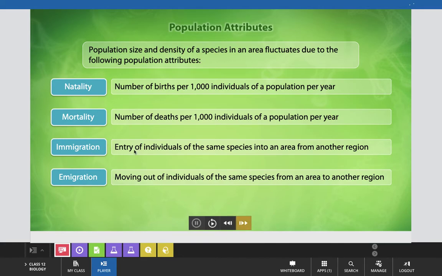Immigration, or entry of individuals of the same species into an area from another region. Emigration, moving out of individuals of the same species from an area to another region. On these four attributes, the increase or decrease of population of a particular area depends.